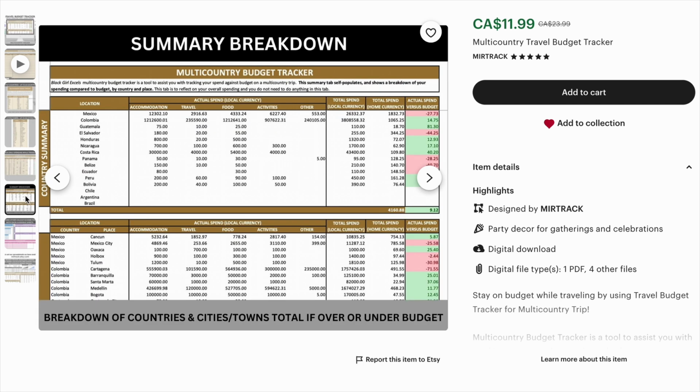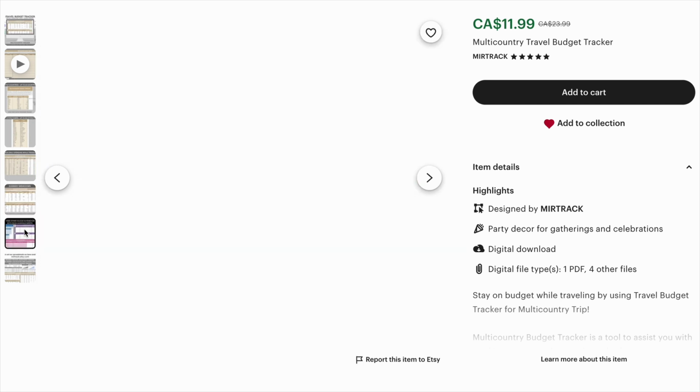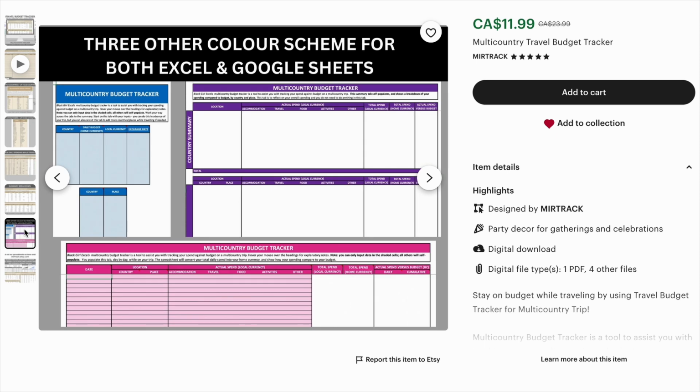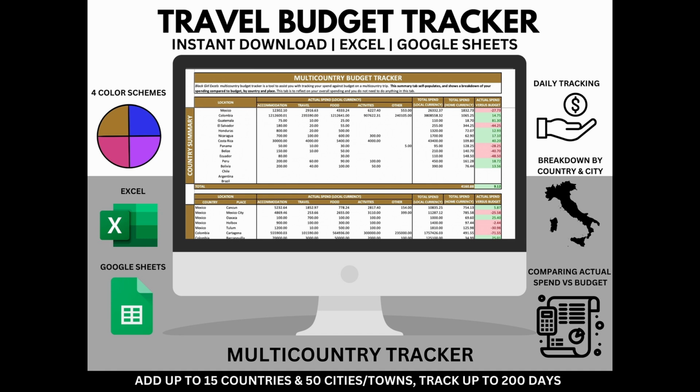And it tracks up to 200 days of traveling, which is about over 6 months. So if you are going on a trip of a lifetime, going for 6 months, this is for you. And if you're trying to stay on track, this is for you.